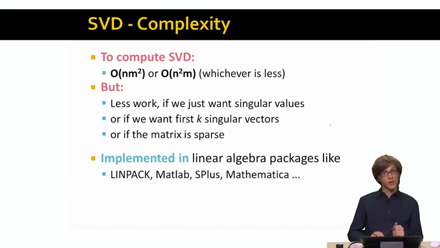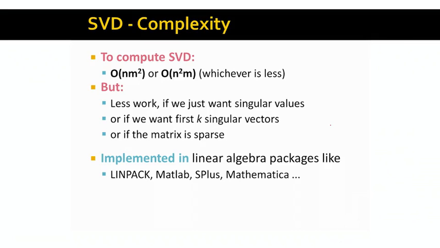Of course, what we also have to talk about is the computational complexity of SVD. To compute SVD, there are standard linear algebra tools, and computing SVD in some sense is cubic in the size of the data. The complexity is n times m squared or n squared times m, whichever of the two is less. So in some sense, it's quadratic in one dimension and linear in the other dimension.